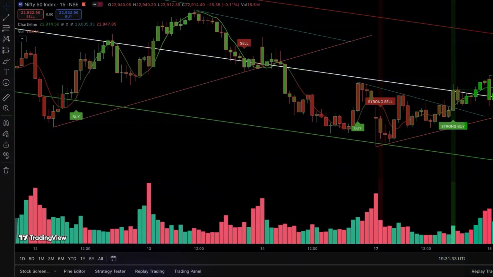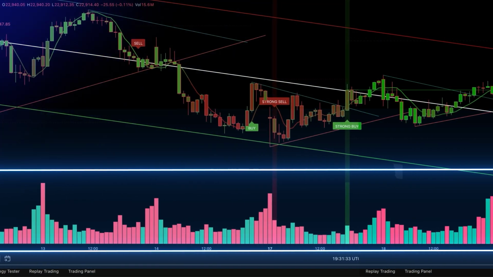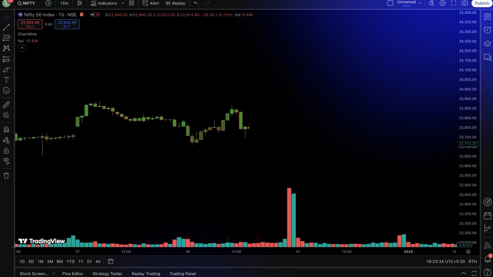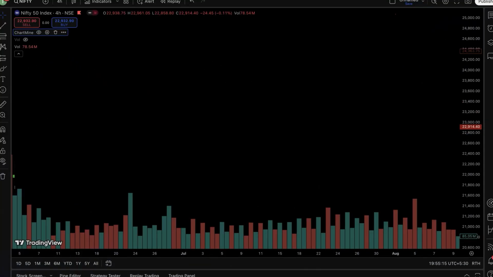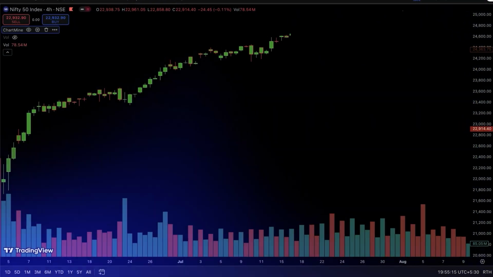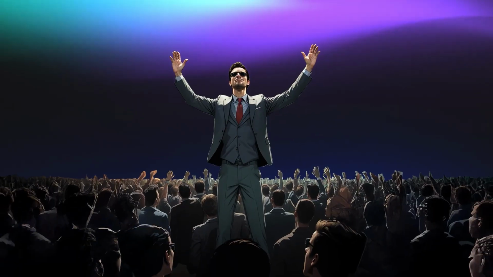To confirm a breakout, always look for strong volume. A breakout with low volume might be a false move, but when backed by increasing volume, it's a sign that big players are entering the market.